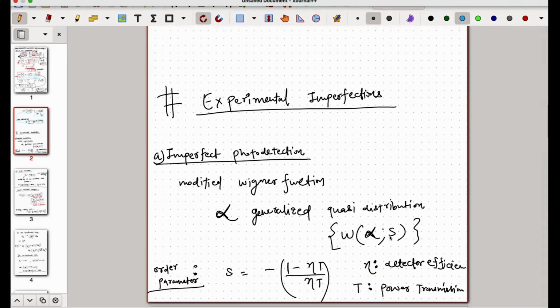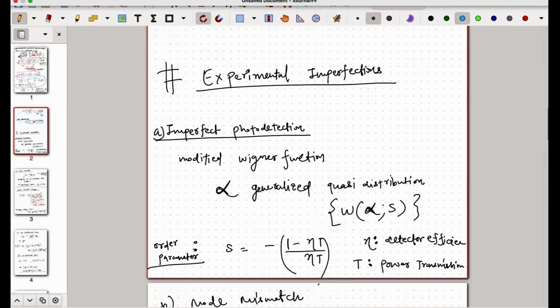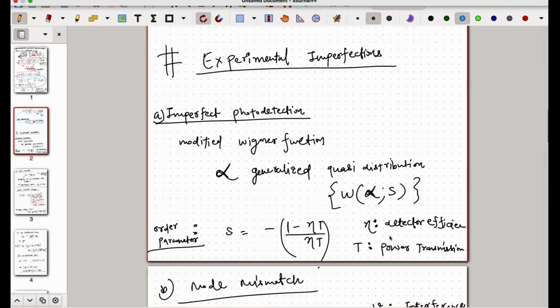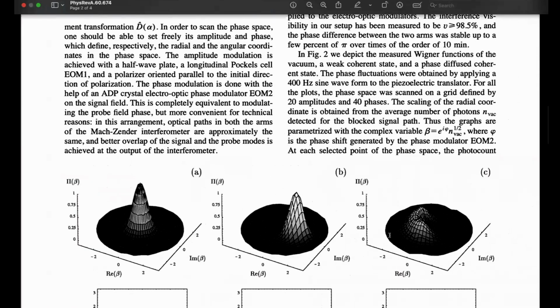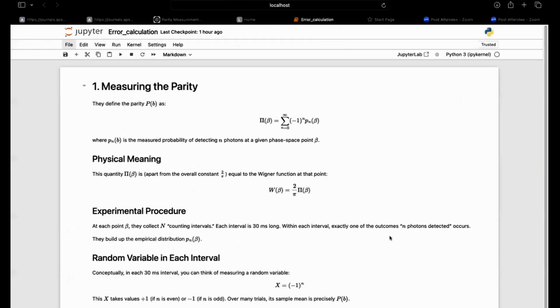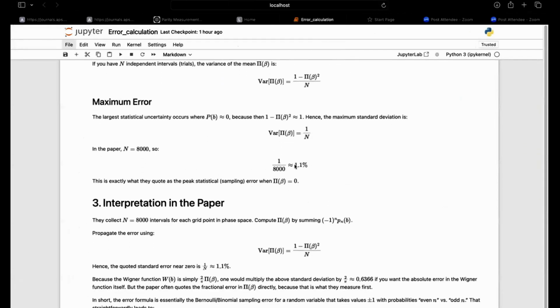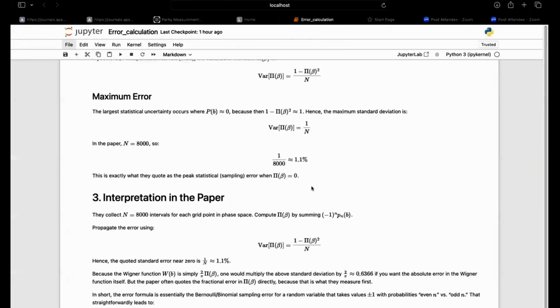Now, but still there are some experimental imperfections hidden here. So now we'll discuss the experimental imperfections. Let me go to my report for this part. So we are done with this part till here. I have shown that the error will come around 1.1%.